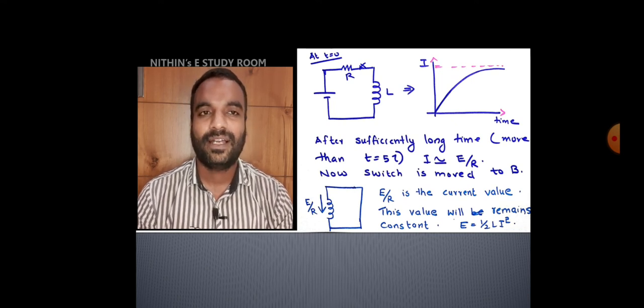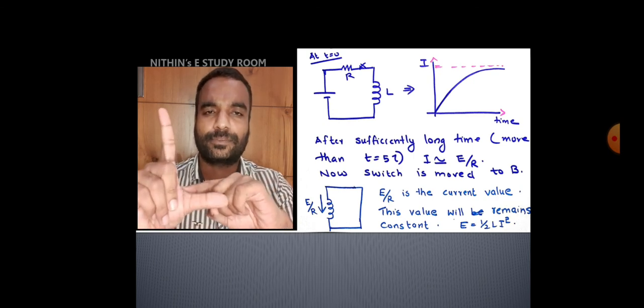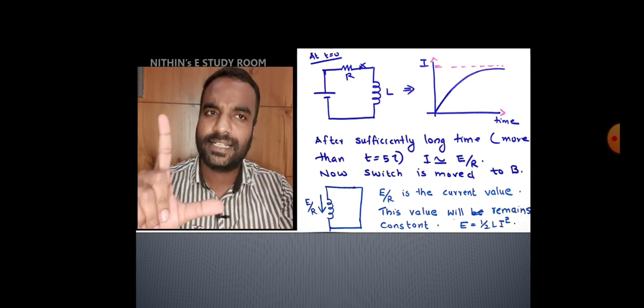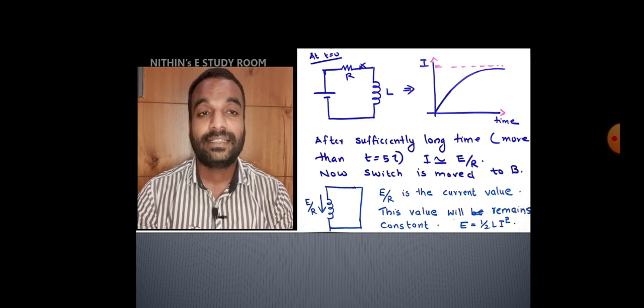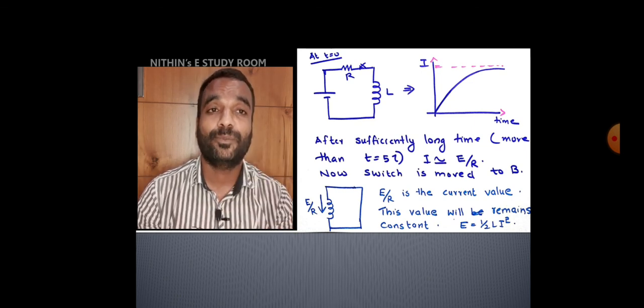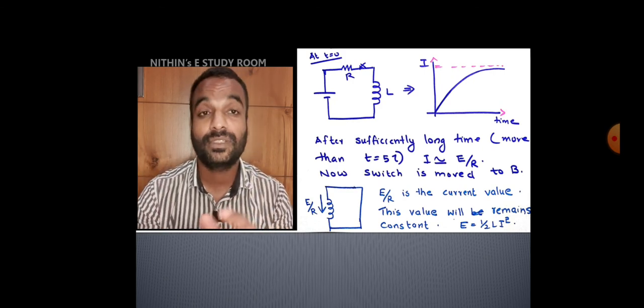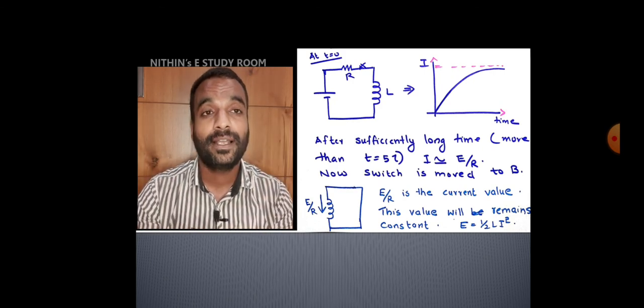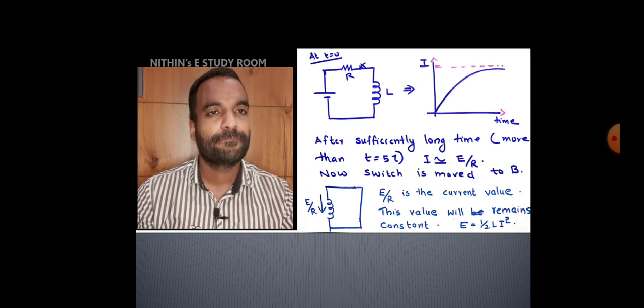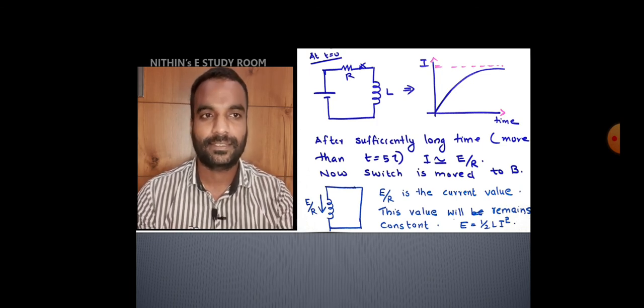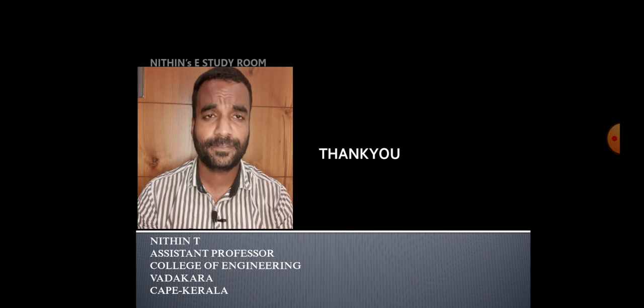Now, due to the presence of the resistor, it will follow an exponential trajectory and finally reach a steady state value. Then only you are removing the resistance. Then only you are moving the switch to position B. So the resistance is also very important in the charging state, and then you are removing the resistor. So this is the case.